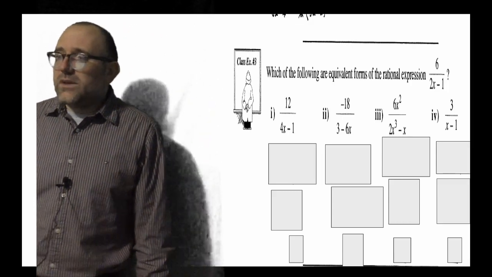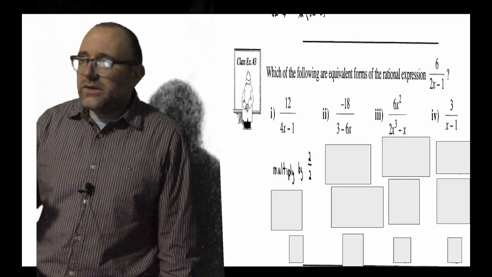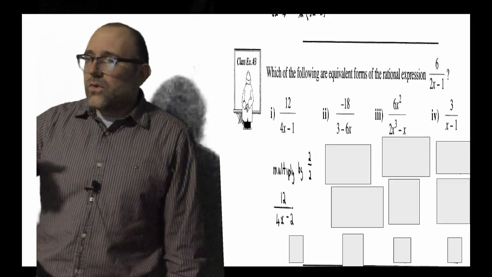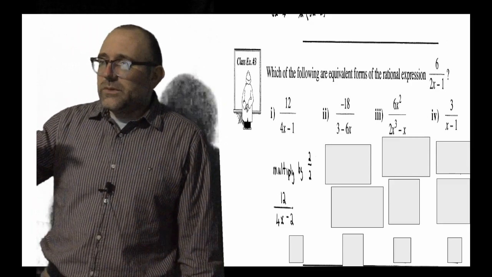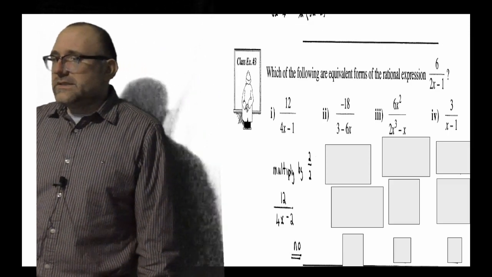So if we multiply 2 over 2, meaning I multiply 2 on the top, 2 on the bottom, you're going to get 12 on top, of course, and then 4x minus 2. So what's going to end up happening there is it's not equivalent because it's not the same.